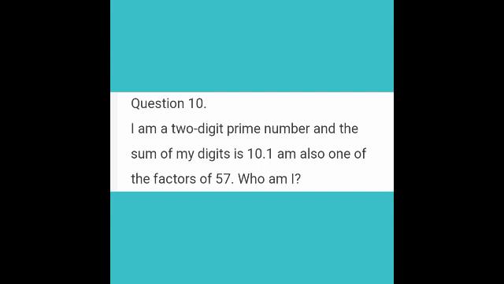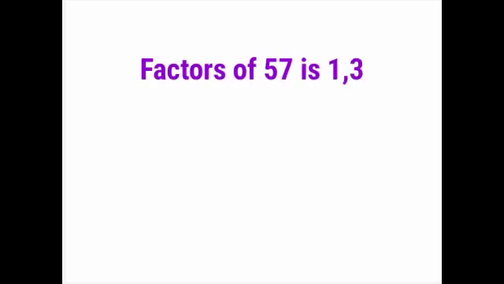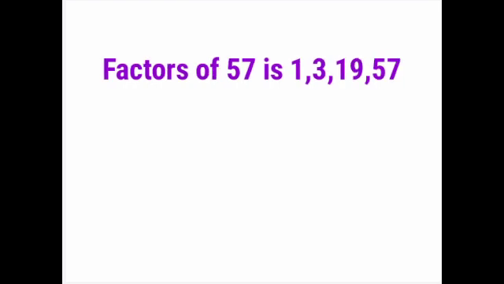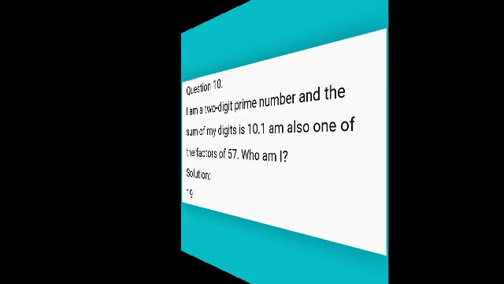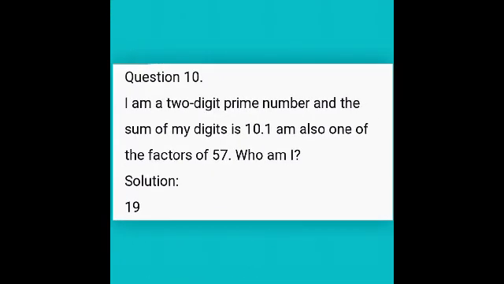of 57. So, first we find the factors of 57. Therefore, the factors of 57 are 1, 3, 19 and 57. From the above factors of 57, the prime factor in two digits is 19. If you add 1 plus 9, that is 19, we will get 10. Therefore, the two-digit prime number is 19. Move on to the next sum.